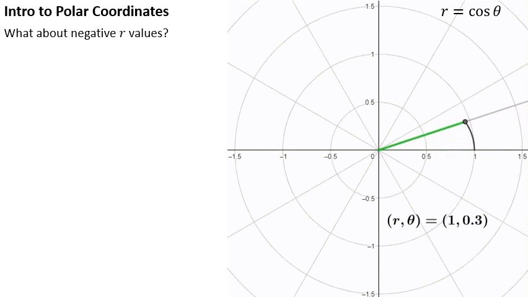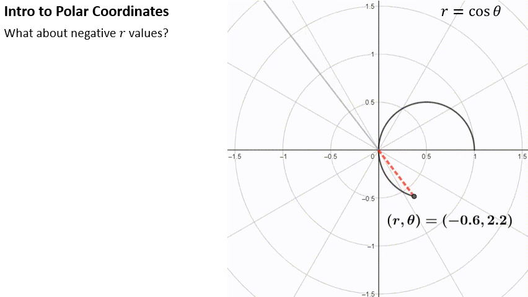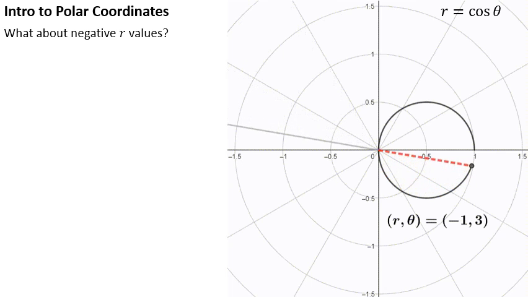The next thing I want to talk about is negative r values. So I'm showing this slightly differently now. We've got a ray line tracing around the theta values as we move along. And we're drawing r equals cos theta one more time, but we're drawing it showing the ray line that represents theta.